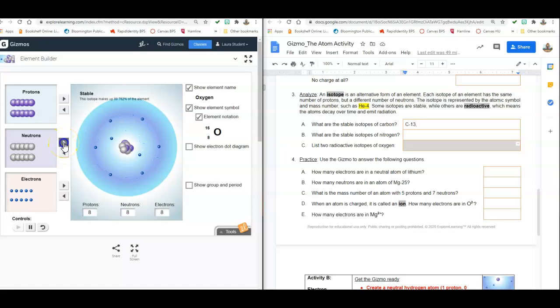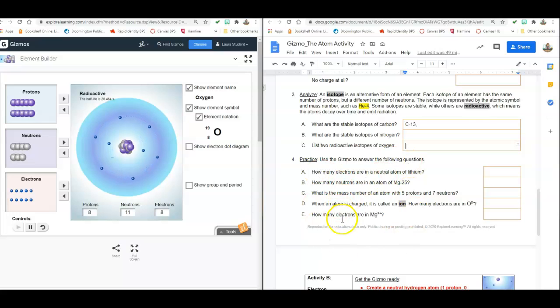We had oxygen 16 and oxygen 17, and oxygen 18 is also stable. But if I add too many neutrons, I get to oxygen 19, and now the really large isotopes of oxygen are also radioactive. So there we've talked about 3 isotopes of oxygen. You just have to choose 2 and type in the element symbol and the atomic mass number for those isotopes here.